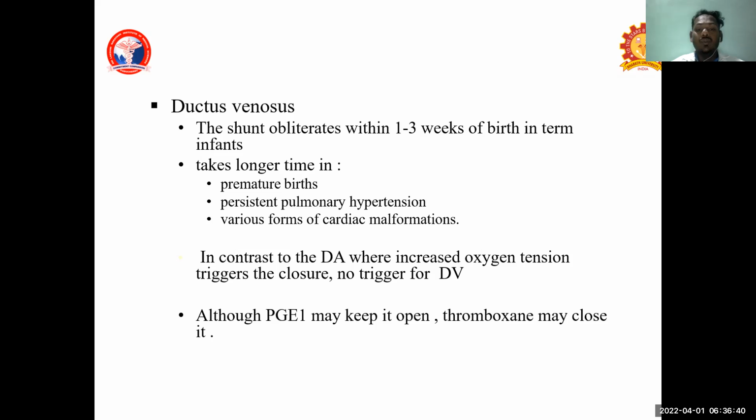The ductus venosus obliterates within 1 to 3 weeks of birth in term infants, and it takes a longer time in premature births, persistent pulmonary hypertension, and various forms of cardiac malformation. In contrast to the ductus arteriosus, where increased oxygen tension triggers the closure, there are no triggers for the ductus venosus, although prostaglandin E1 may keep it open, and thromboxanes may close it.